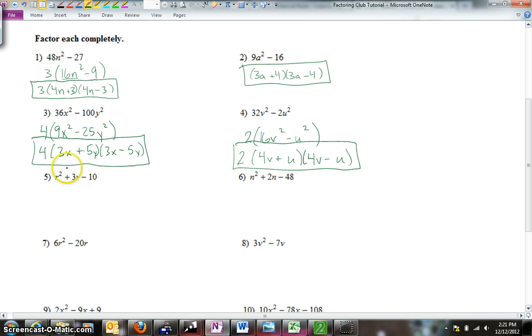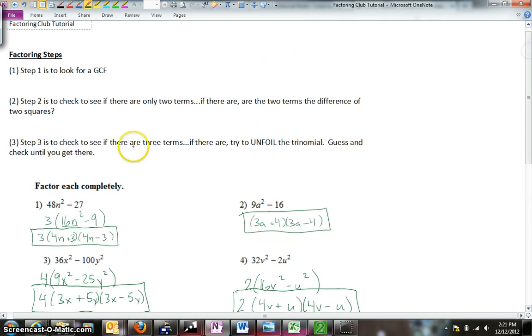What goes into all three terms? 1. So I'm not going to worry about the greatest common factor. The next step is to check to see if it's the difference of two squares. It can't be the difference of two squares because there are three terms. Look back up here. If there are only two terms, there are three terms.